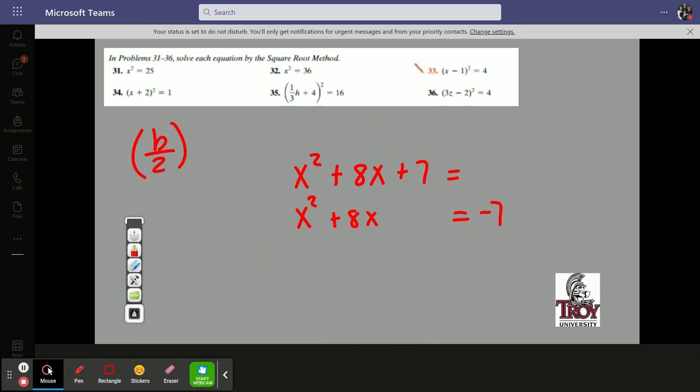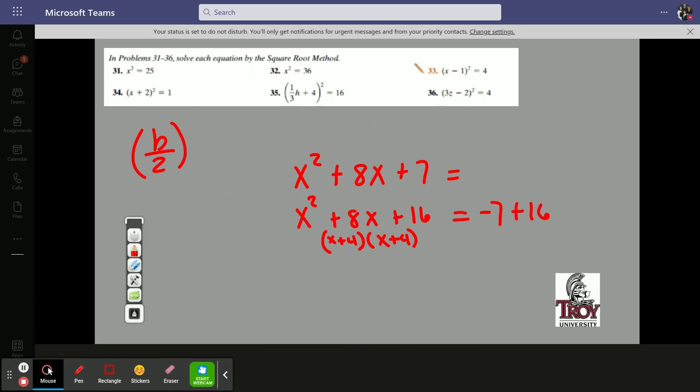And instead of having a 7 there, I'm going to have a 16. Whatever I do on one side, of course, I got to do on the other, right? Okay. What can I multiply to get 16 that will add to 8? Wouldn't both of them be positive 4? Right? X plus 4 times x plus 4.